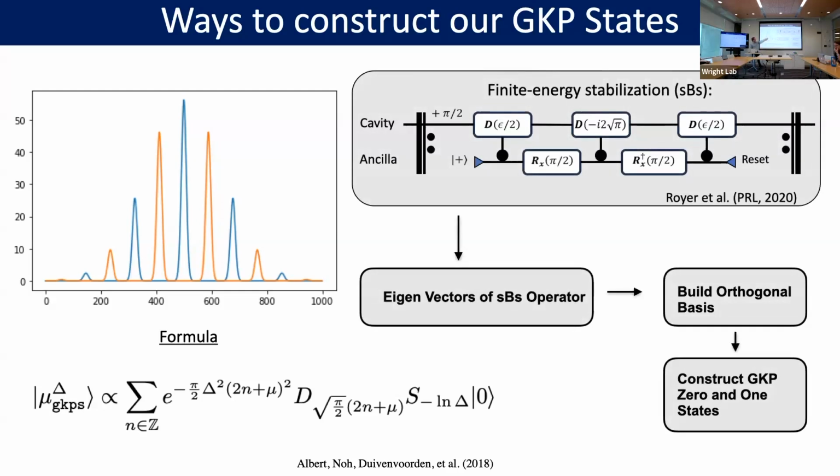Now, there's another way you could build this, and it's a little more realistic to what they actually do in experiments, where you take your finite energy stabilization and you run that over and over again, and then you ask what states are invariant. And using those states as eigenvectors of this operator, we can build an orthogonal basis, a 0 and 1 state basis, and we construct our 0 and 1 states around that basis.